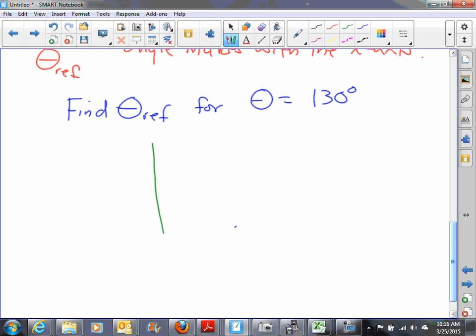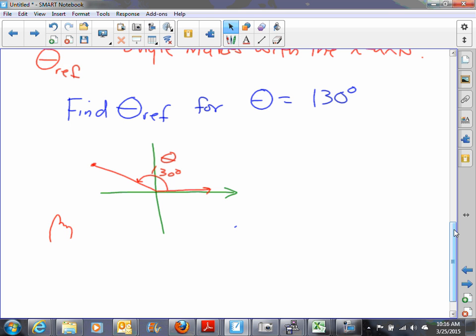So, here's an xy axis. Here is the initial side of the angle. And if it's 130 degrees, 130 degrees goes over here someplace. Let's just put it right there. And this will be 130 degrees. So this is theta. Now, the positive acute angle that the terminal side of the ray makes with the x-axis. Now, here is the terminal side of the angle, the terminal ray. And this angle right here, I'm going to draw it in blue, I guess. This is going to be theta ref in this particular case.